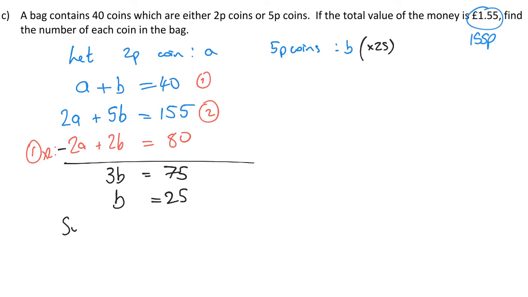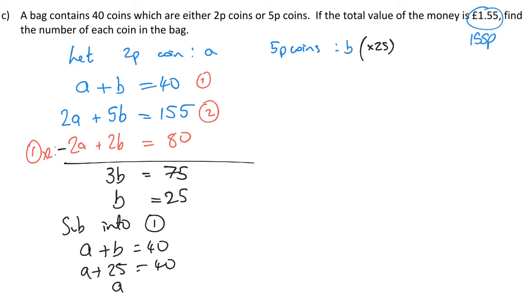Substitute that into equation 1, and that'll hopefully work out the number of 2p coins. So we get A plus B equals 40, A plus 25 equals 40, so A then is going to equal 15. So it looks like there are 15 2p coins.